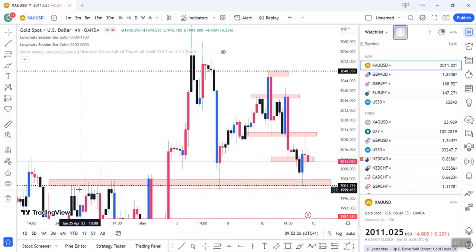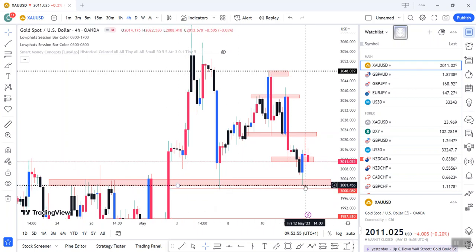The same thing applies to this zone as well. You see that they have actually tested it multiple times. US1, US2, US3, US4. This zone alone. And other sessions have even respected the zone too. London respected it. So that is why this is a strong zone.